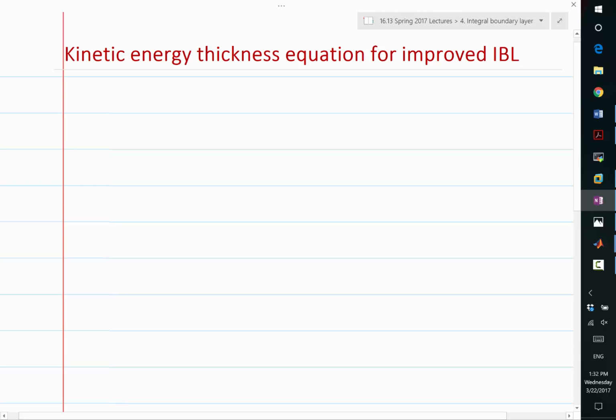Let's start with the conservation of kinetic energy in the Navier-Stokes equation. Right, we know energy is conserved. But is kinetic energy conserved in a viscous flow? No, right, it dissipates. How much does it dissipate?